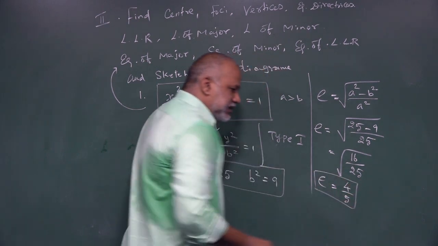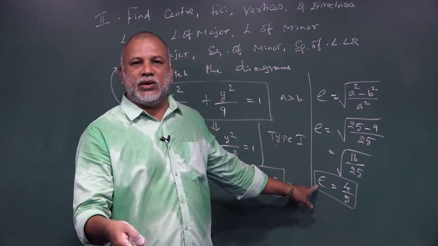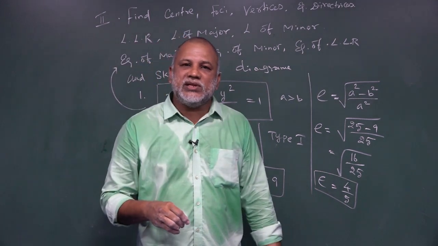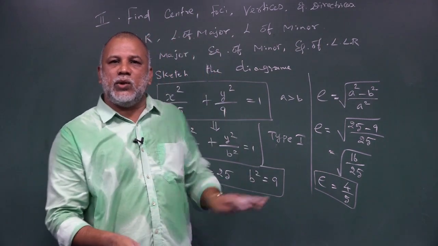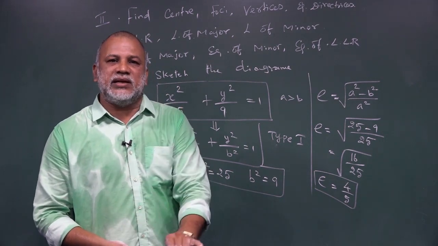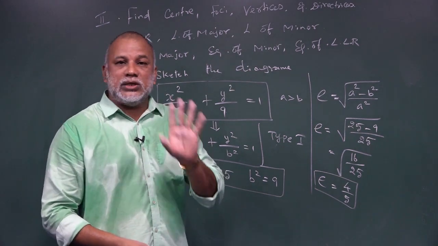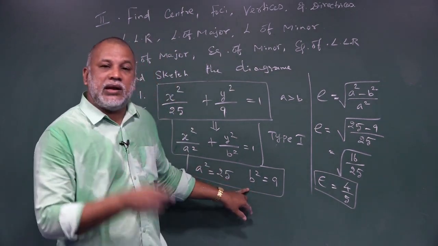Dear students, listen to this concept. E equal to 4 by 5 means less than 1. See the basic definition: if e is less than 1, then only it is said to be an ellipse. For an ellipse, eccentricity is always less than 1. 4 by 5 means less than 1. And also justify that a must be greater than b.